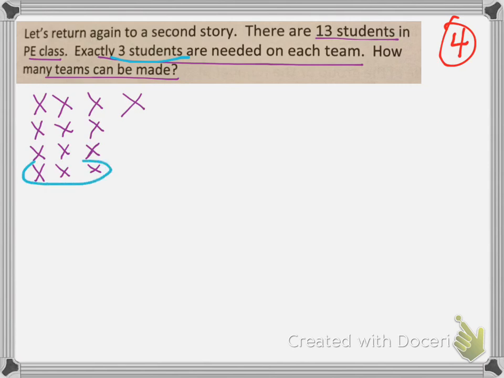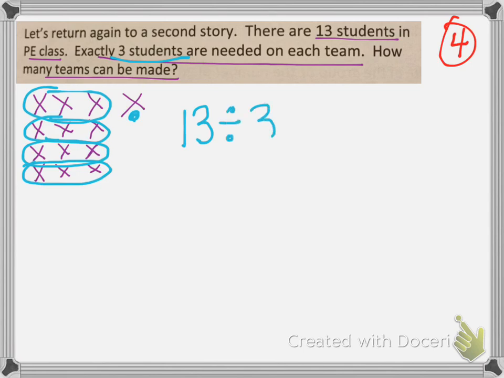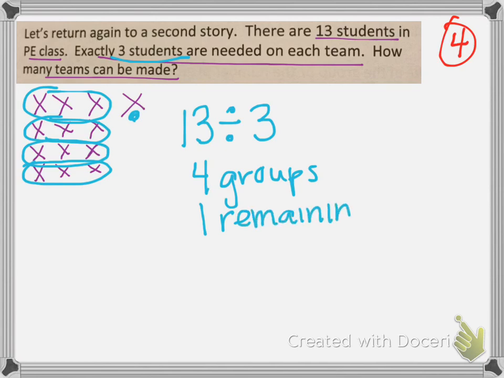So here's 3, and 3, and 3, and 3. All right, I've got 3 on a team. This guy doesn't have a team. He can't fit. Let's write our number sentence. We started with 13 students. We divided those students into groups of 3. I can see there are 4 groups, or 4 teams, with 1 remaining. 4 groups with 1 remaining.